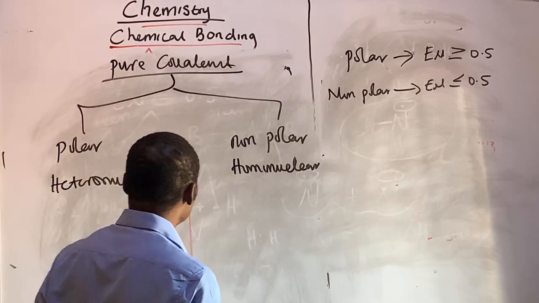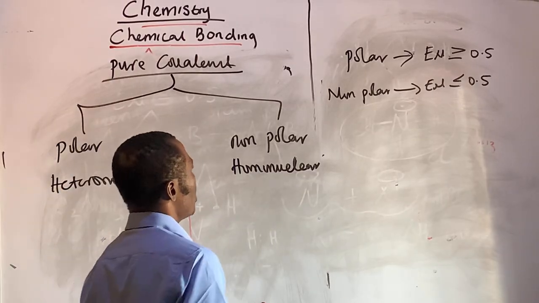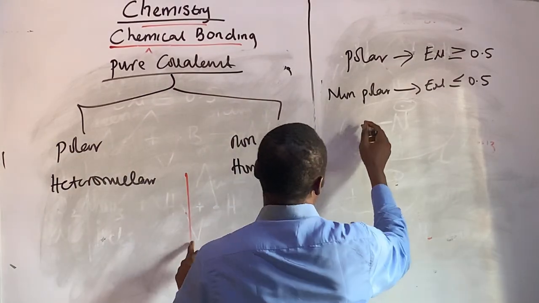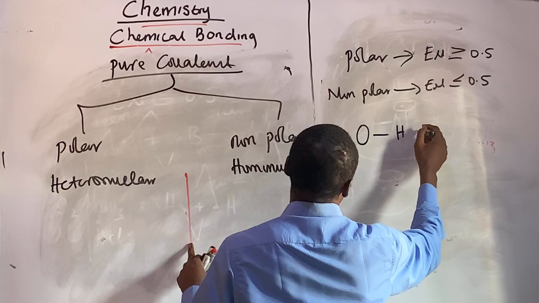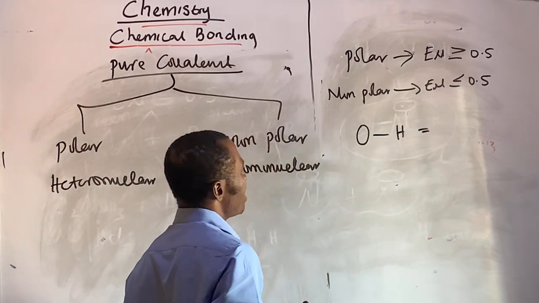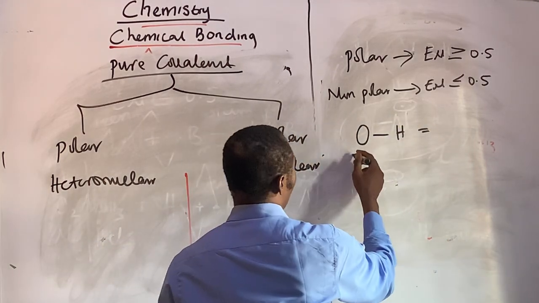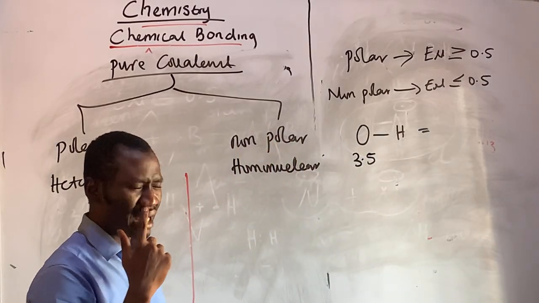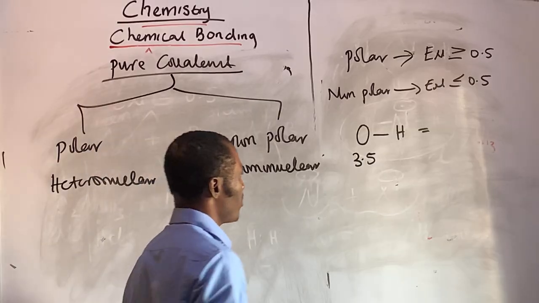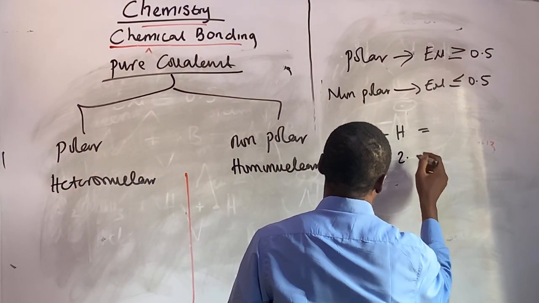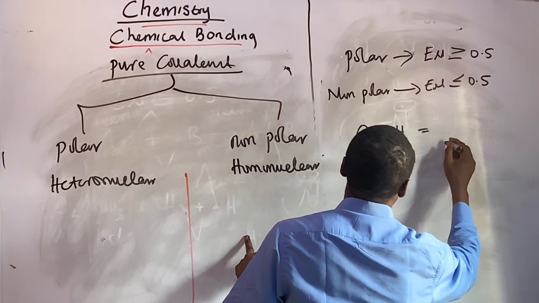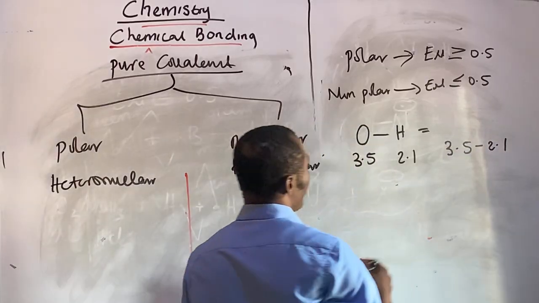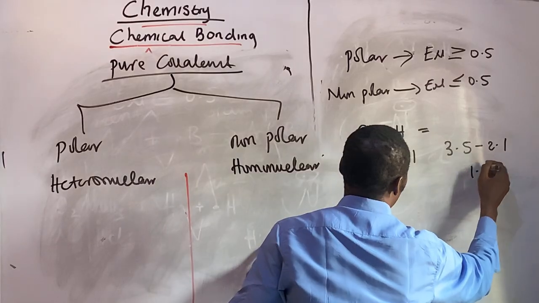All right. Now let's start with a bond between oxygen and hydrogen. For instance, oxygen has an electronegativity of 3.5. Hydrogen has an electronegativity of 2.1. Now, what you're going to do is 3.5 minus 2.1, which will give me 1.4.